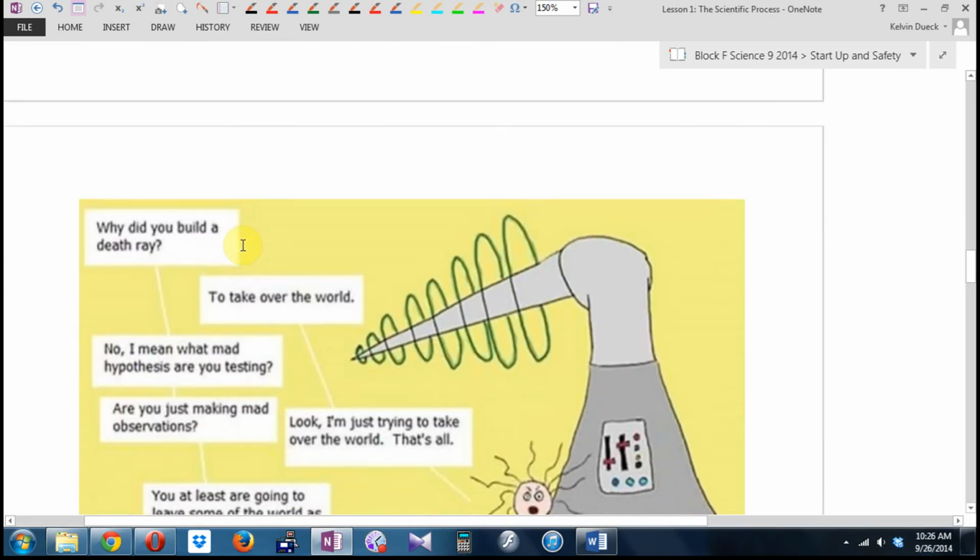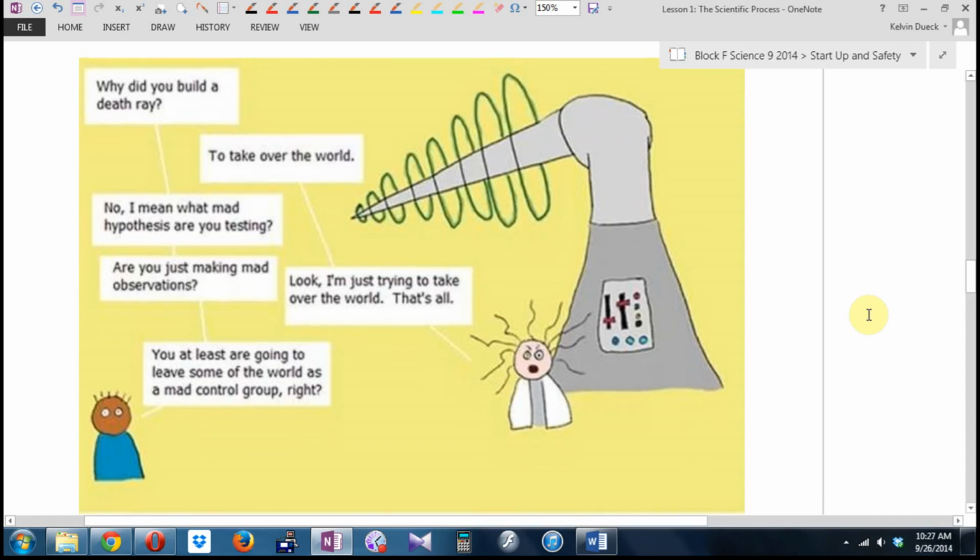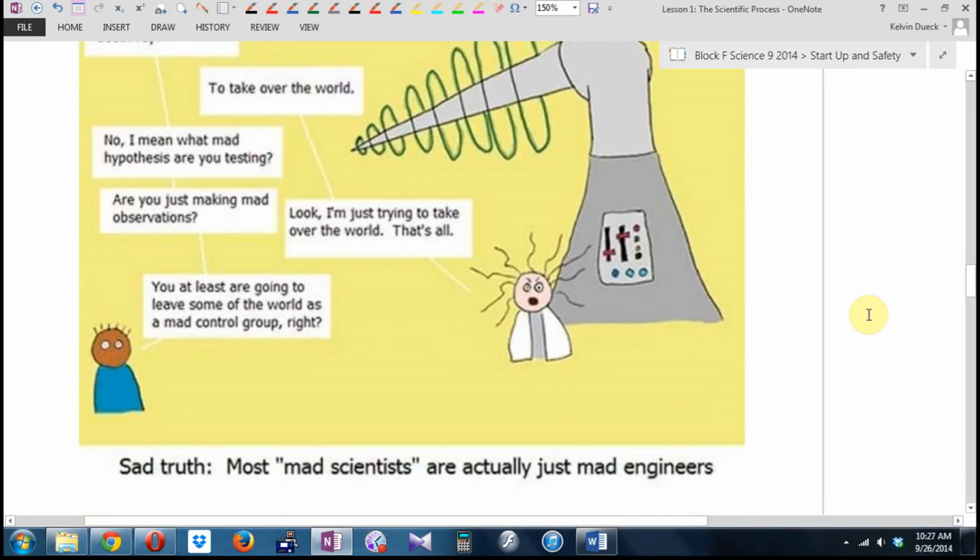Turn the page. Nerd comic says this: why did you build a death ray? To take over the world. No, I mean, what mad hypothesis are you testing? Are you just making mad observations? Look, I'm just trying to take over the world, that's all. You're at least going to have some of the world as a mad control group, right? Sad truth, most mad scientists are actually just mad engineers, because they're not testing a hypothesis. They're just building weapons. Nerd joke over their heads.